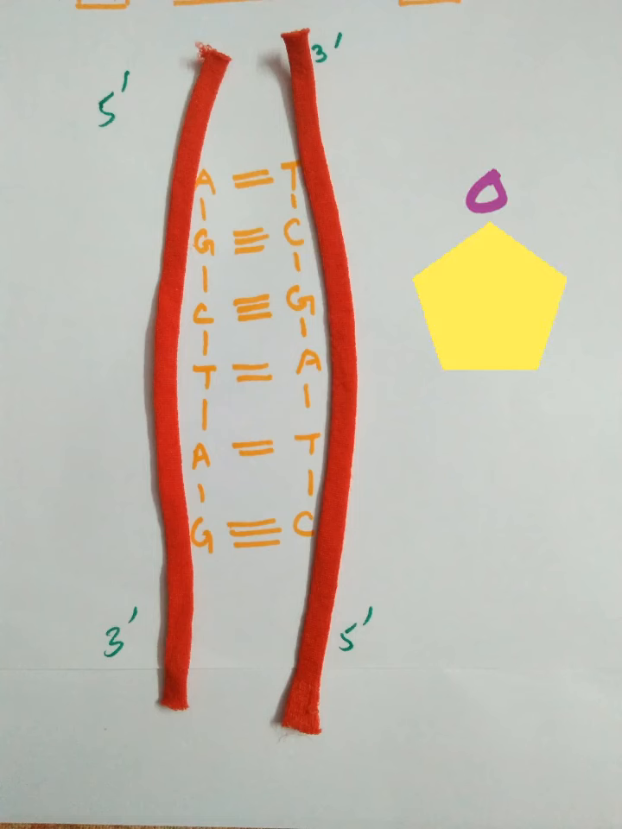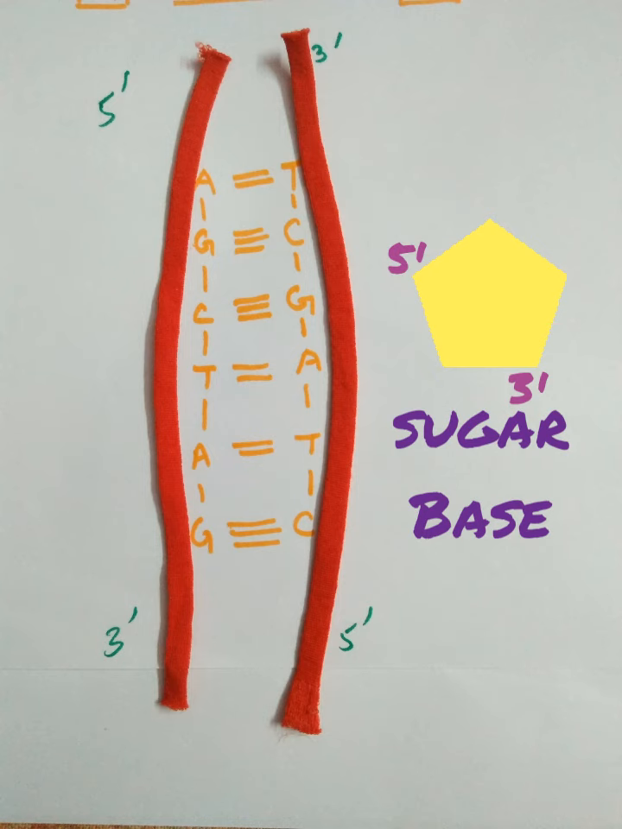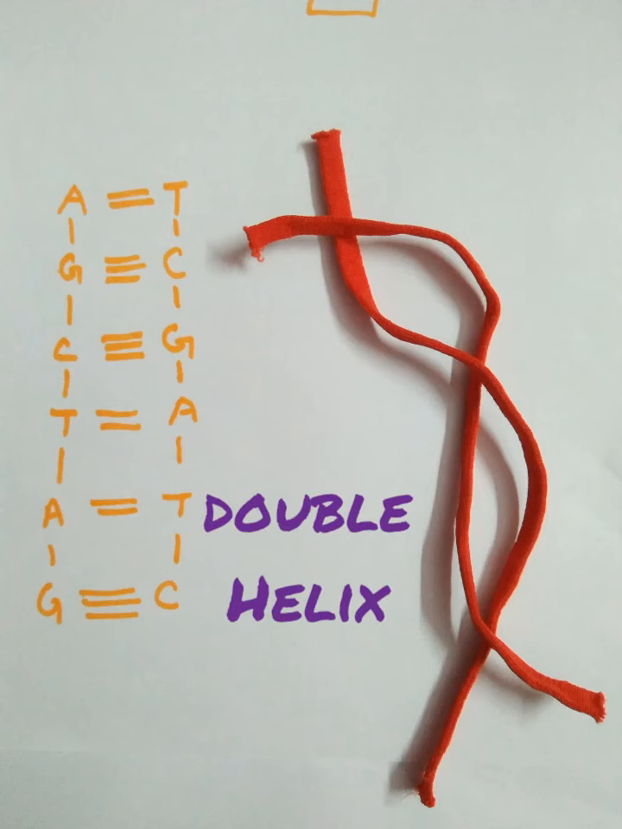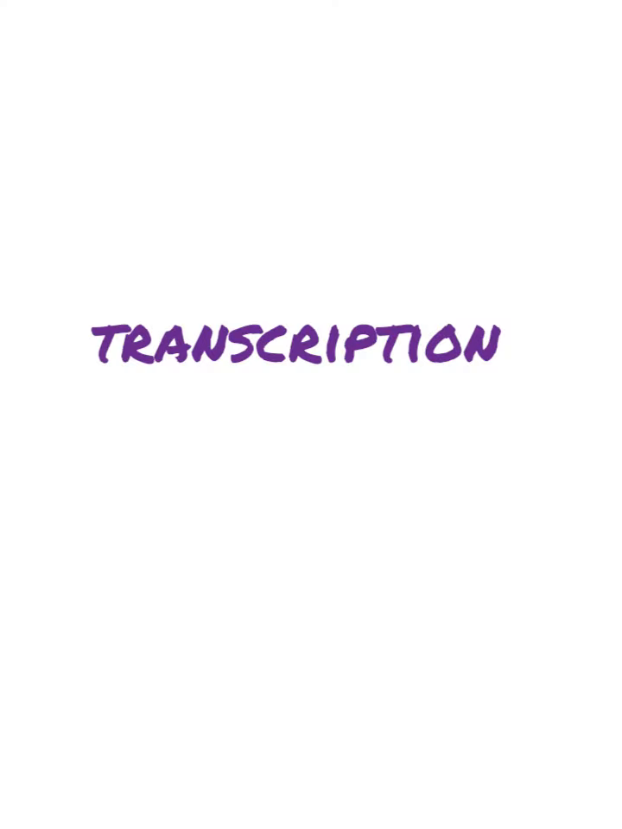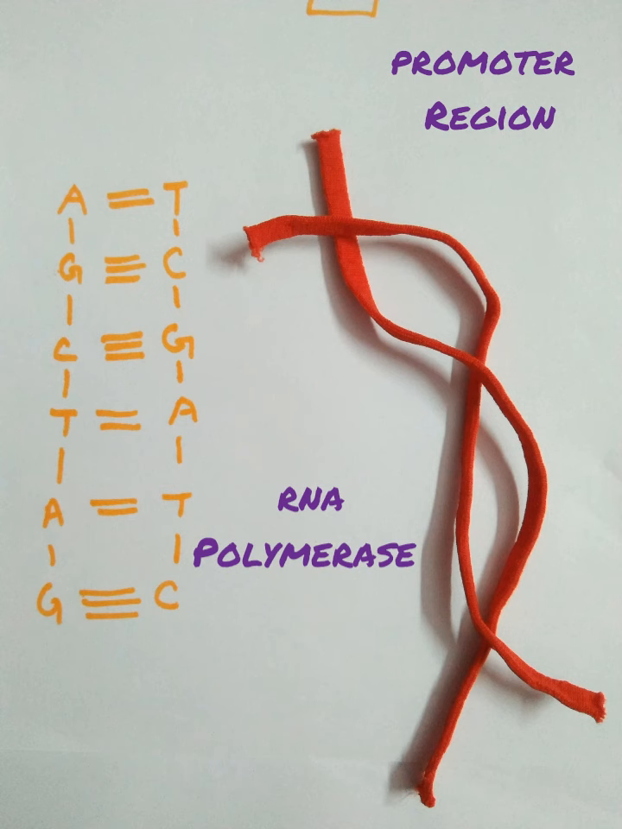Starting from oxygen, the carbon atoms of the pentose sugar are numbered 1, 2, 3, 4, 5. The 5' end attaches phosphate and the 3' end attaches the base sugar. Due to this, the DNA folds into a helical structure. Let's see how an RNA is transcribed from this DNA.